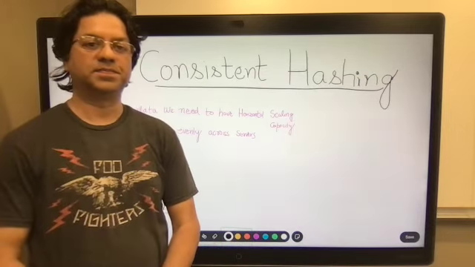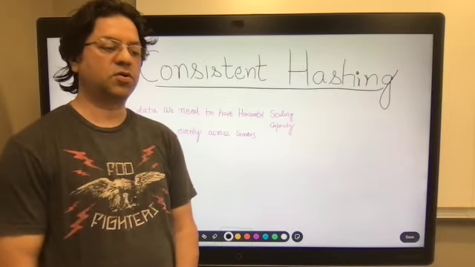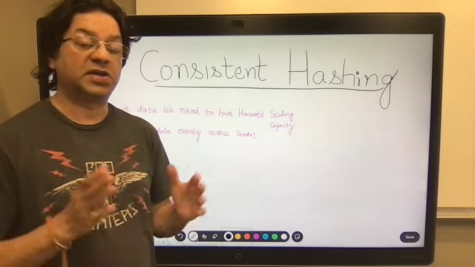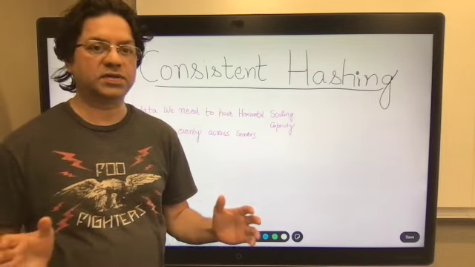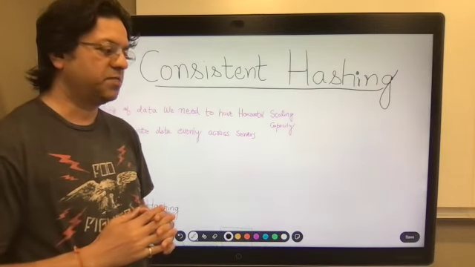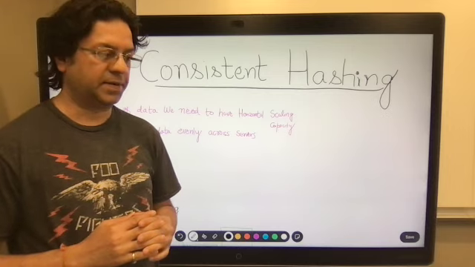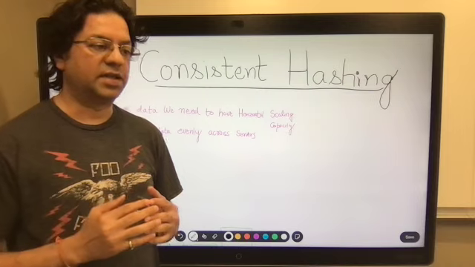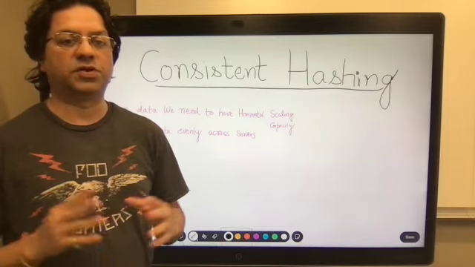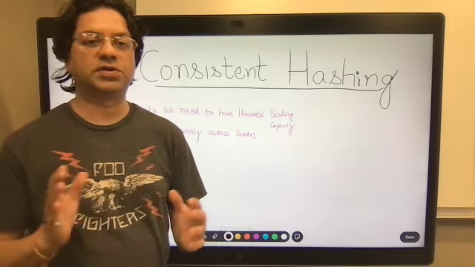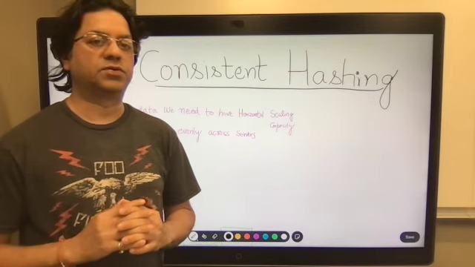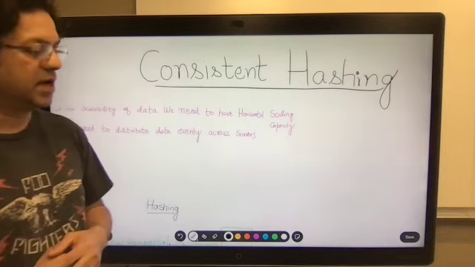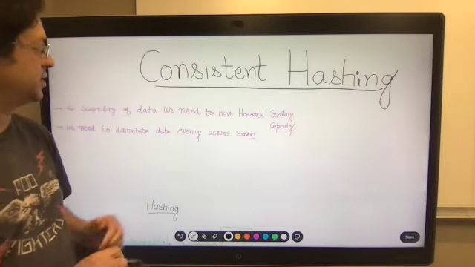Hello everyone. So in the last video, we talked about data sharding, where we divide or partition the data between servers. There was a problem with that solution: if you have to add or delete servers, you need to redistribute the whole data. So to solve or mitigate that issue, we have consistent hashing. So we are going to discuss consistent hashing.